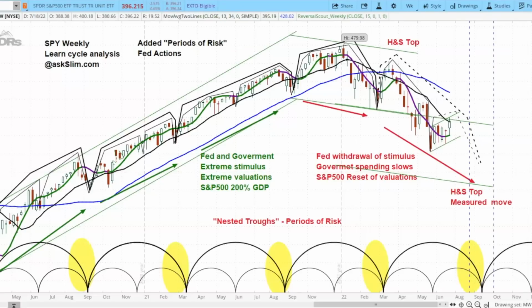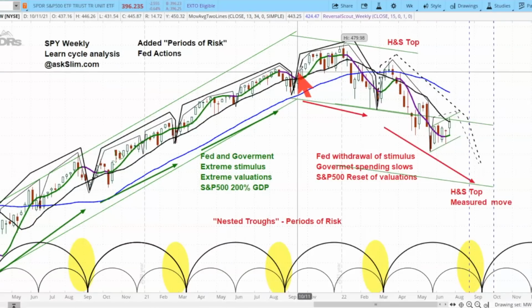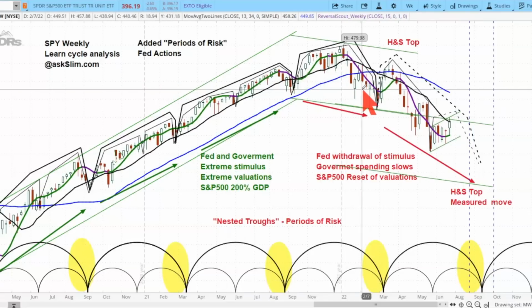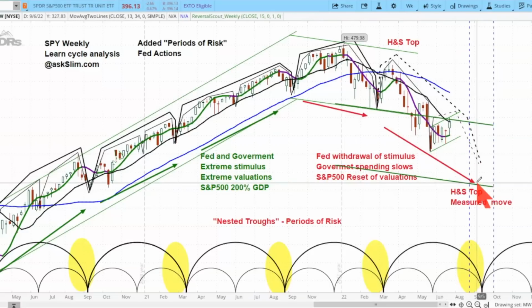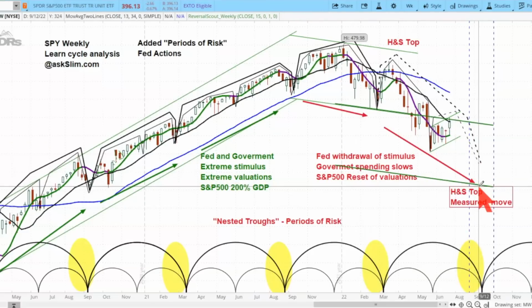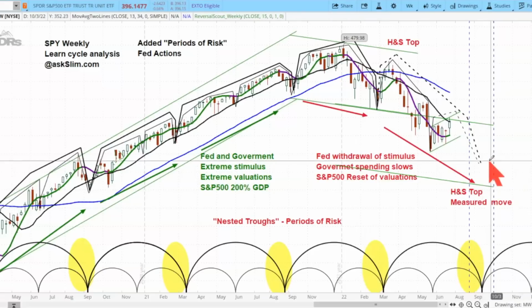Here you could see our projections in here and what really happened. Government stimulus caused extreme valuations. You got up to 200% S&P 500 to GDP. It then began to roll over, made this head and shoulders top, and you have this downward motion in here, and the measured move down over here to about 3,200. That's 320 on the SPY, 3,200 on the SPX, and there are also important supports that occur somewhere around 350 in here, and then down at that 3,200 level.